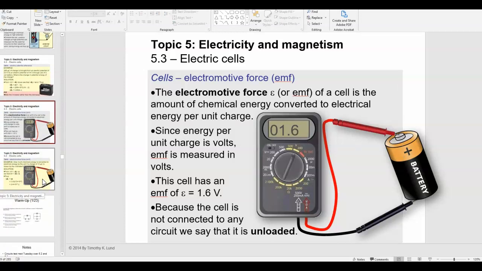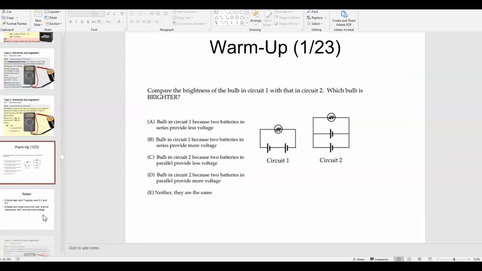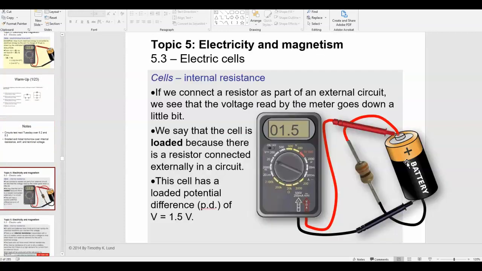Now, something kind of interesting happens though. If you take this cell and you hook it up to a resistor, this is what a resistor looks like right here. If you hook it up to a resistor, you get a slightly different reading. Notice now that the digital multimeter is reading 1.5 volts.